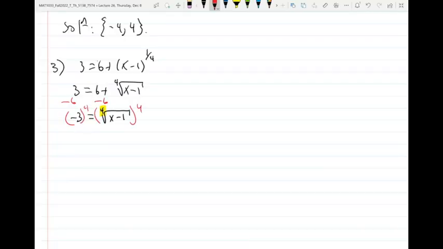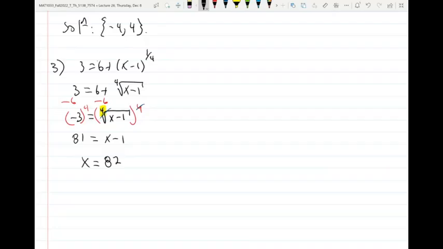So we raise both sides to the 4th power. On the left, we get (-3) to the 4, so it becomes positive 81, because 3 times itself 4 times is 81. And on the right-hand side, we get x minus 1. So this power cancels the radical. And we end up with x being 82, right? So we get x equals 82.